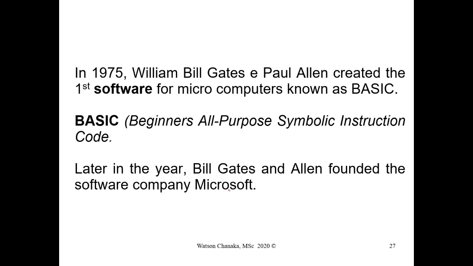So in 1975, William Bill Gates and Paul Allen created the first software for microcomputers known as BASIC. So that was missing. What is the function of software? We have two types of software. One, we have system software. System software is the software which is used to help any machine to work.